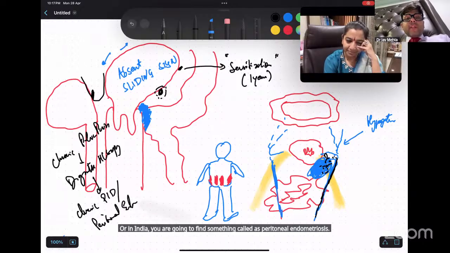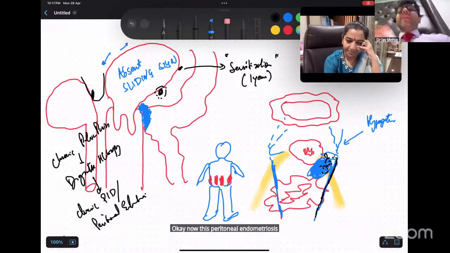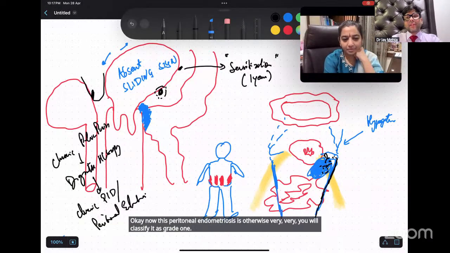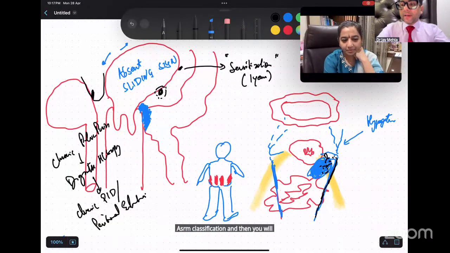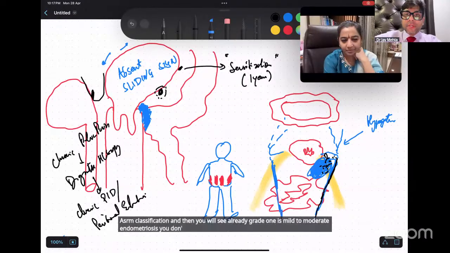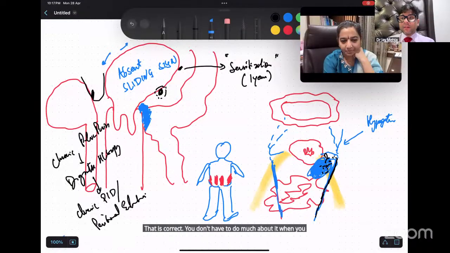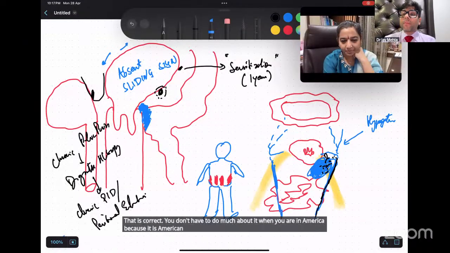Now, this peritoneal endometriosis you will classify as grade 1 ASRM classification. And then you will say, grade 1 is mild to moderate endometriosis, you don't have to do much about it. That is correct, you don't have to do much about it when you are in America, because it is an American classification. But if the patient is in pain, you have to treat the pain.